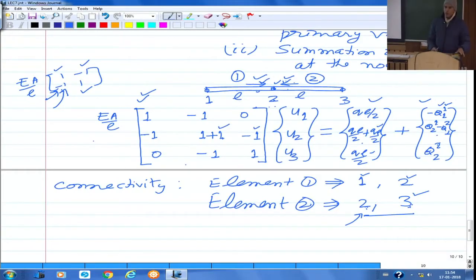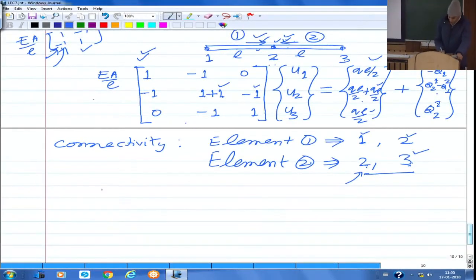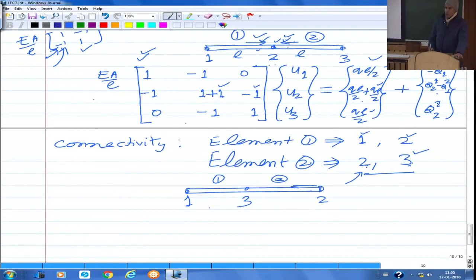I am going to proceed further, but what you can try is, suppose we do the global numbering differently. You try as an exercise: instead of giving the global numbers as 1, 2 and 3, let me say this is element 1, this is element number 2. This is global node number 1, but this is global node number 3, and this is global node number 2. Now the connectivity for the first element is 1 and 3, for the second it is 3 and 2. So try doing the assembly.